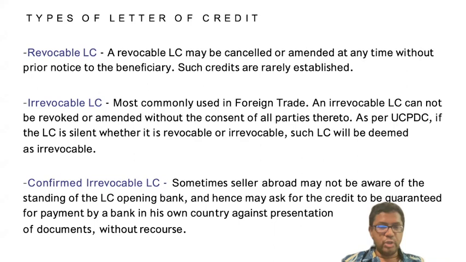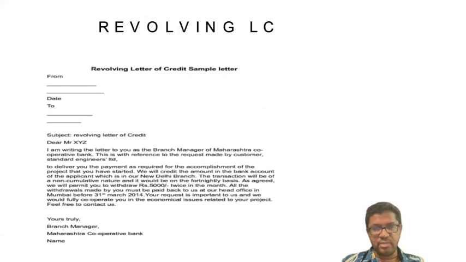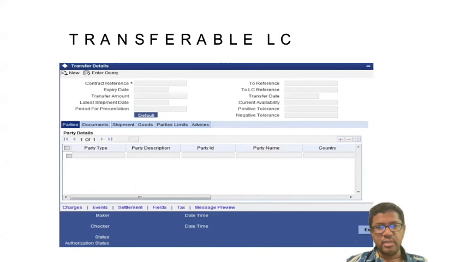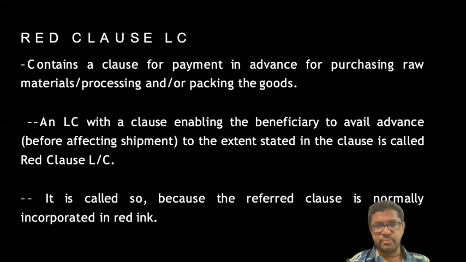I think this is good enough for today's discussion, because there are different types of LCs which I can share in this PPT with you. The transferable LC, which we already talked about, is explained in detail here. And this is another copy of a transferable LC. It will be printed that this is a transferable LC. There will be a clause, because it is to facilitate credit facility for the merchant exporters. So these are different types of LCs.